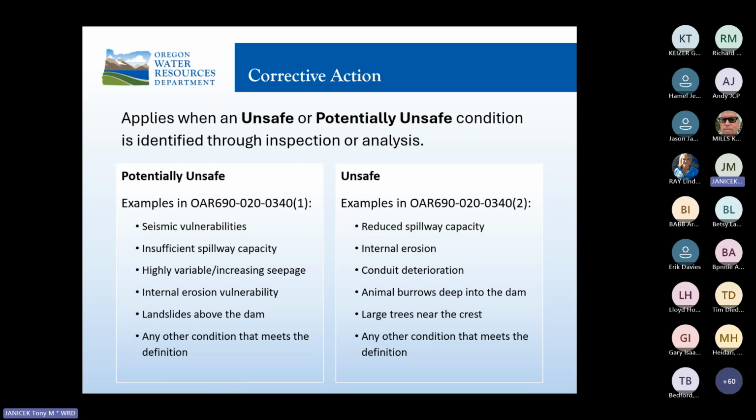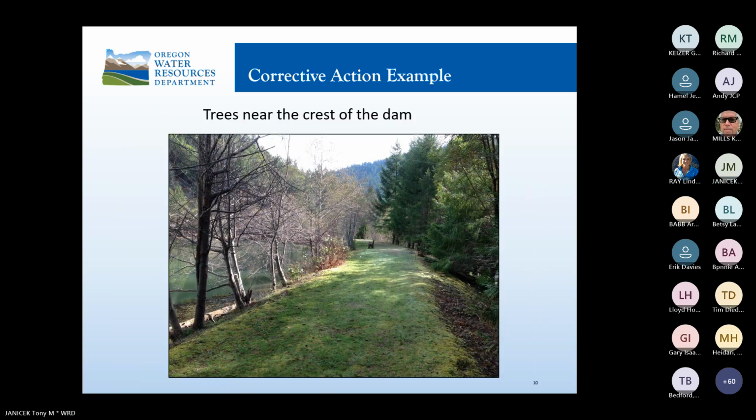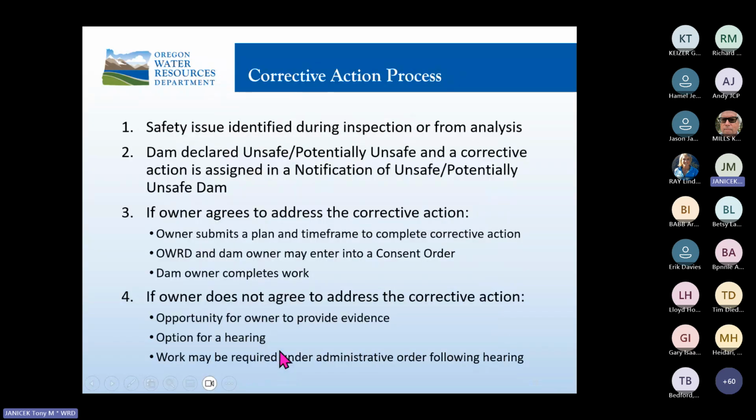Again, I'm not going to read through these, but there are some examples here. There are even more examples of what a potentially unsafe and unsafe condition are in the rules. And similarly to maintenance action, there is a catch-all for both of these. And so any other condition that meets the definition of potentially unsafe or unsafe can be assigned a corrective action. And so here's another example, and you've seen similar examples to this. This is trees near the crest of the dam.